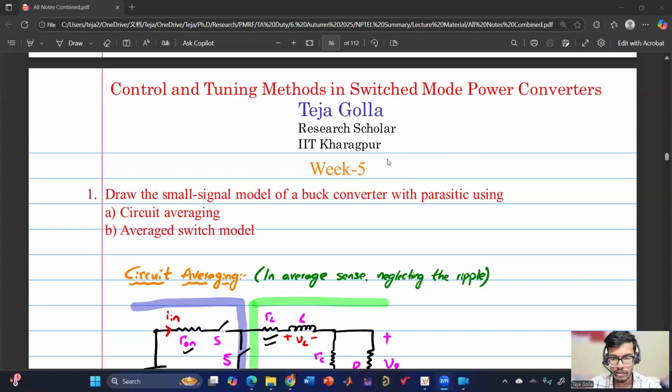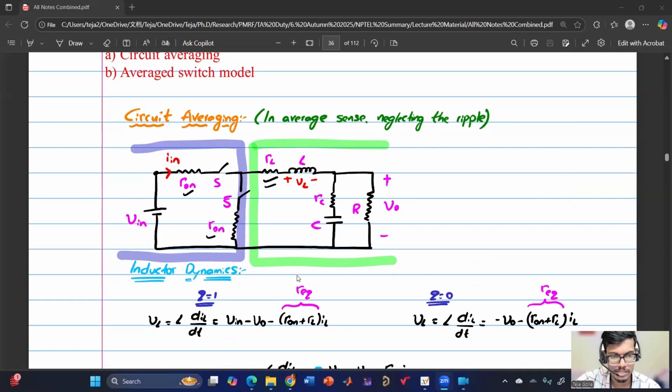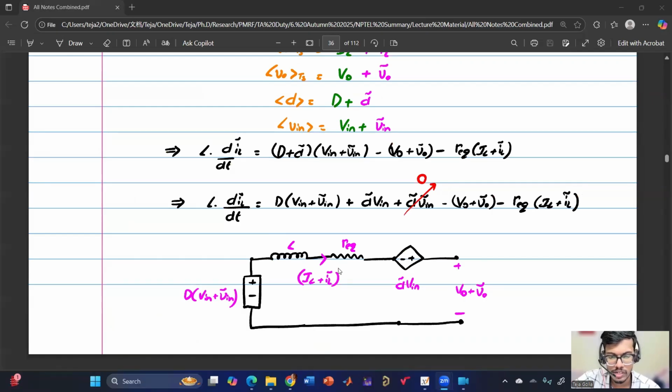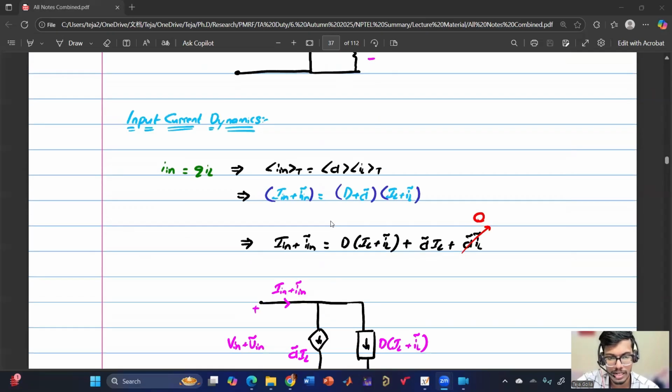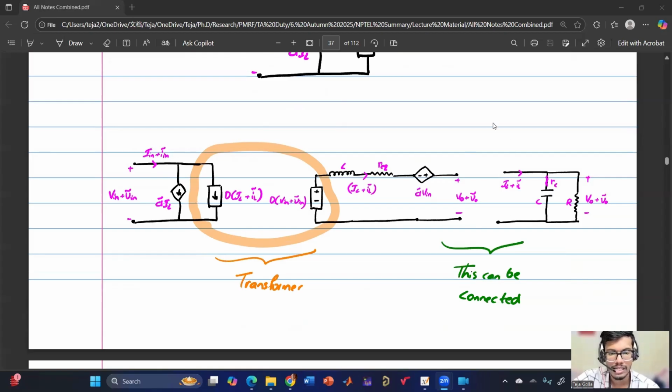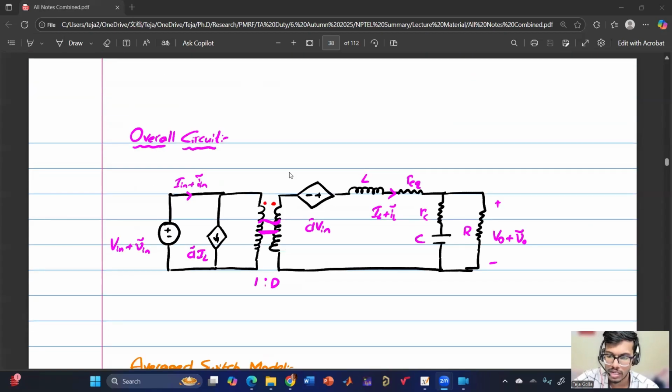And in week 5, we have discussed the different techniques to get the small signal model. So I'll not go into the details of the model, I'll just browse through what models we have discussed. First I explained the circuit averaging technique, where we average the dynamics and get a circuit for each of the inductor dynamics, capacitor dynamics, as well as the input current dynamics, and then we club everything. This is called the equivalent circuit model.